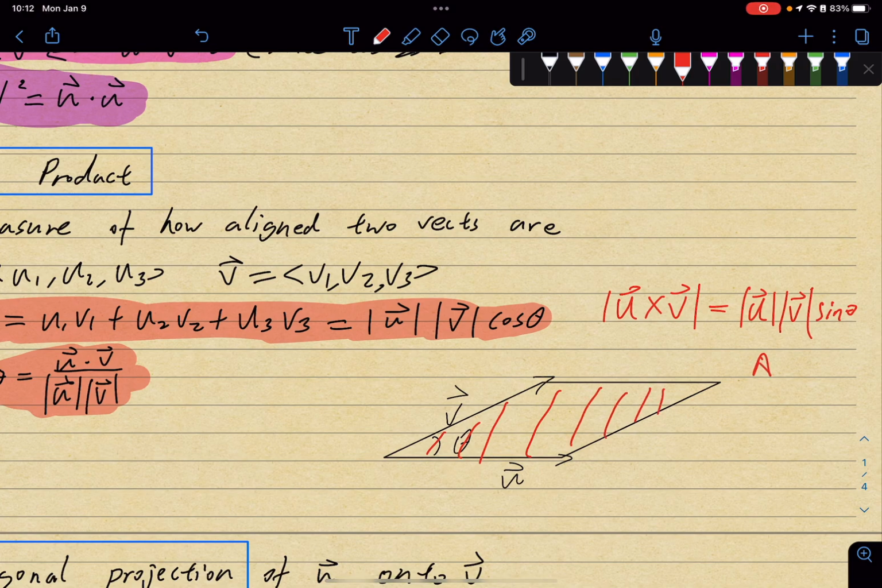Okay, area. Sometimes the question will ask, what if I just want the area of the triangle? I don't care about the area of the parallelogram, I just want the area of the triangle. Well, that's easy enough. You just halve it. You just multiply this equation by 1/2 to get the area of the triangle. Okay?